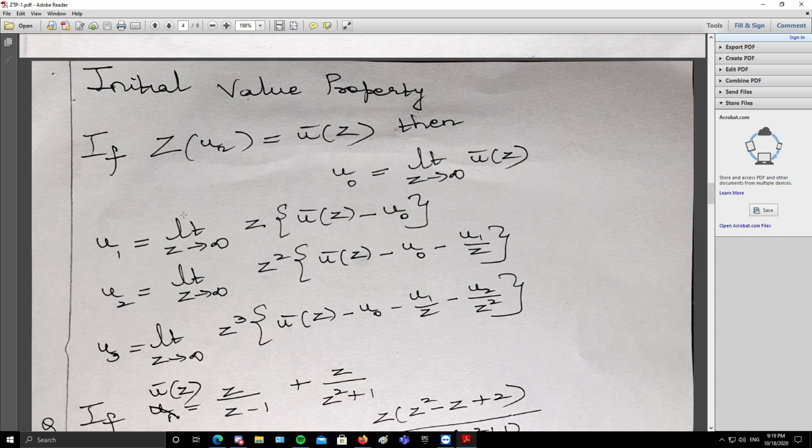If it is u1, it ends with u0. If it is u2, you have z square, it ends with u1.